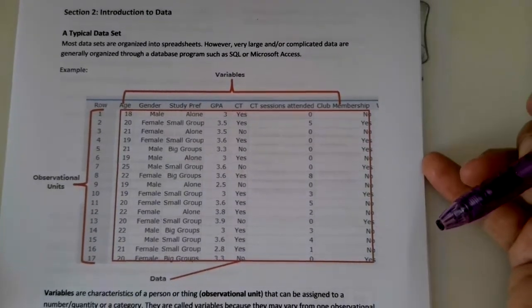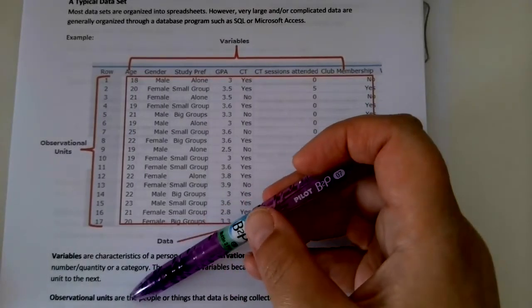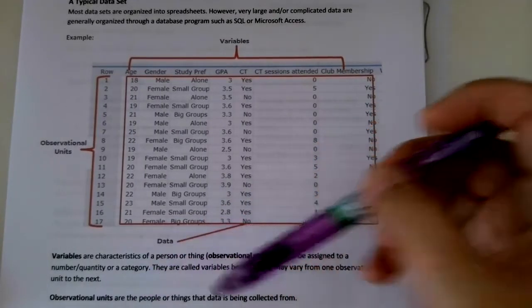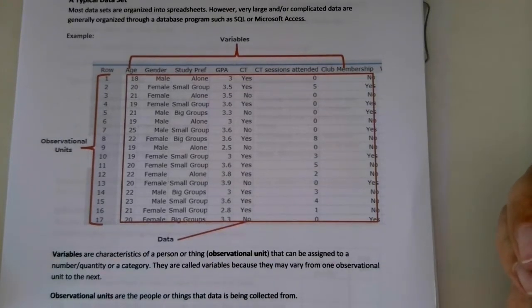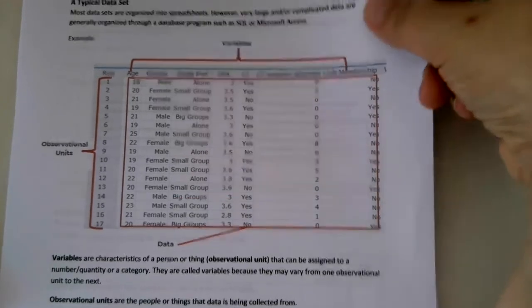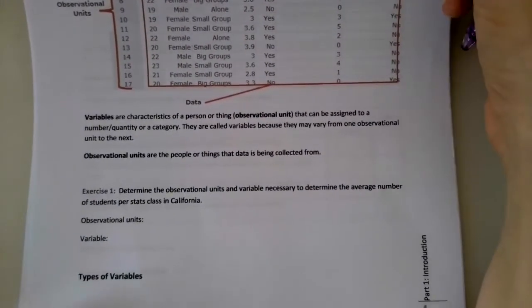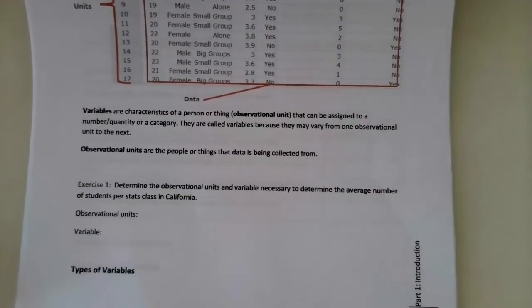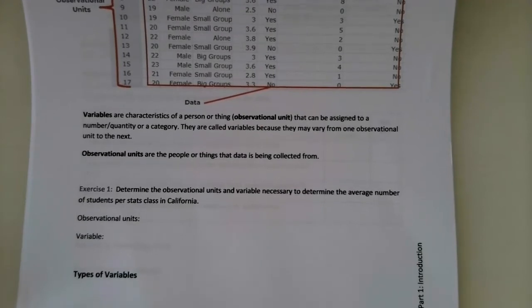Okay, so observation units are the people or things that data is being collected from. So here in this exercise, and whenever we're doing an exercise, I want you to stop the video and ponder over the answers first before you actually hear what the answers are.